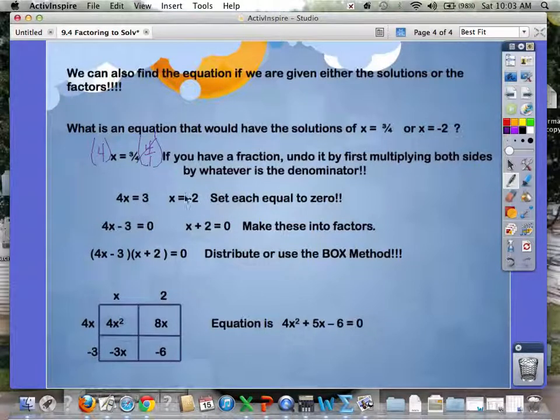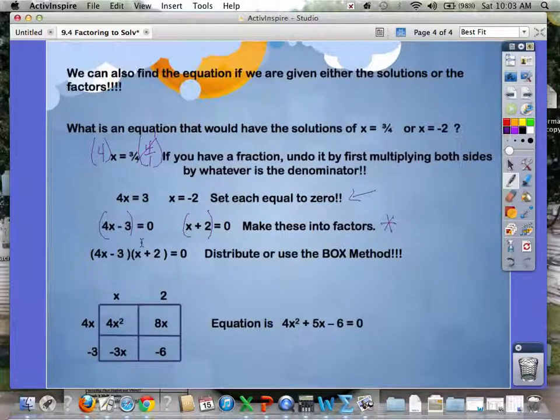Okay, now we're going to set each equation to 0. So unless you have a fraction as one of your solutions, you can go right to this step. But if you have a fraction, you have to fix it first. All right, so now we can set each one of these equal to 0. So that'll be 4x minus 3 and x plus 2. And then these become your factors. Okay, so you just put a parenthesis around it and chop off the equal 0 at the very end. Okay, as we did right here.